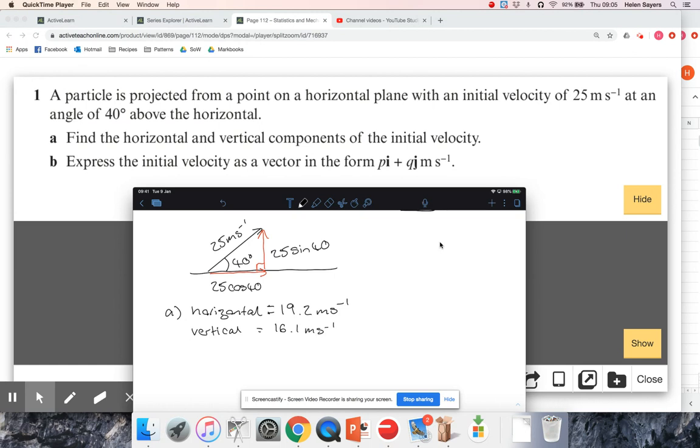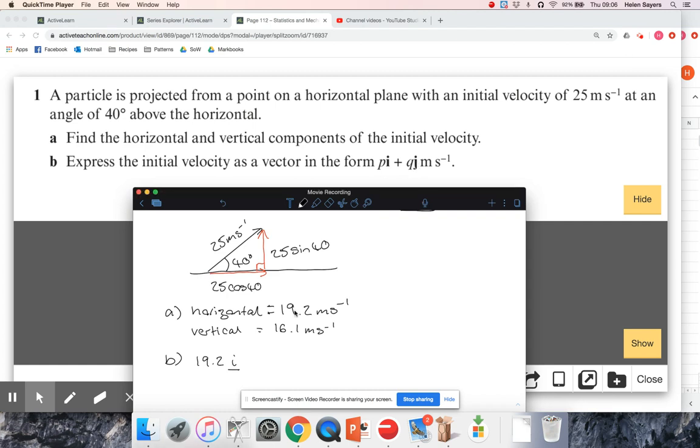Okay. And actually, part B is really just, we've already done the maths of part B. So this question is really just introducing us to this general idea. We can then give it as a vector. So if I'm looking at a vector, the i component is the horizontal, the x direction. So it's going to be 19.2 i, and then the j component is the vertical.